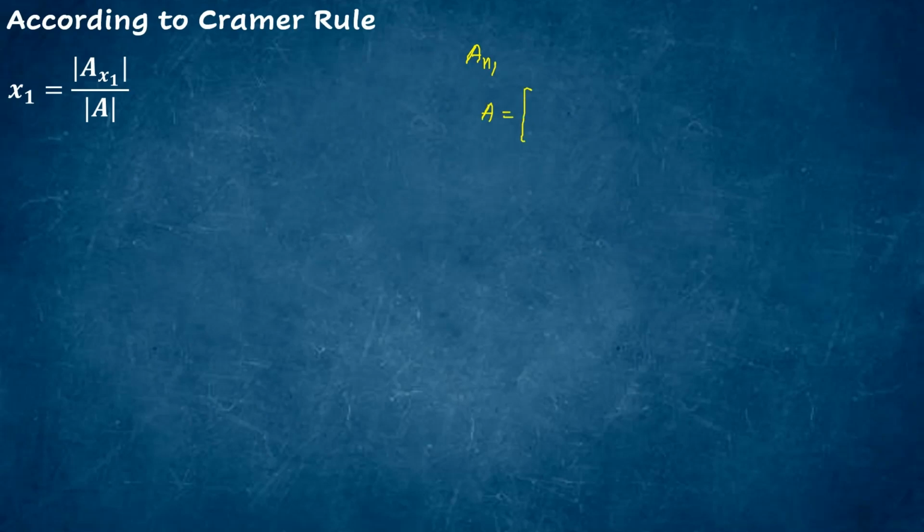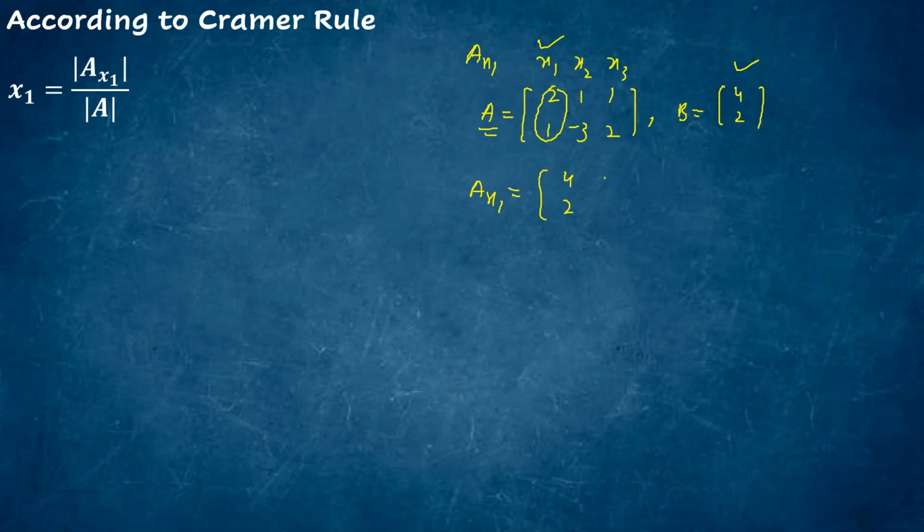We are given matrix A as 2, 1, 1, 1, minus 3, 2, and matrix B as 4, 2. In matrix A, the first column represents x1, the second column x2, the third column x3. To find x1, we replace the column of x1 by 4, 2, and Ax1 is constructed as 4, 2, 1, minus 3, 1, 2. So x1 becomes the determinant of this matrix over the determinant of A, which is minus 5, as we have already found. Now we find the determinant of this matrix 4, 1, 1, 2, minus 2, 3.